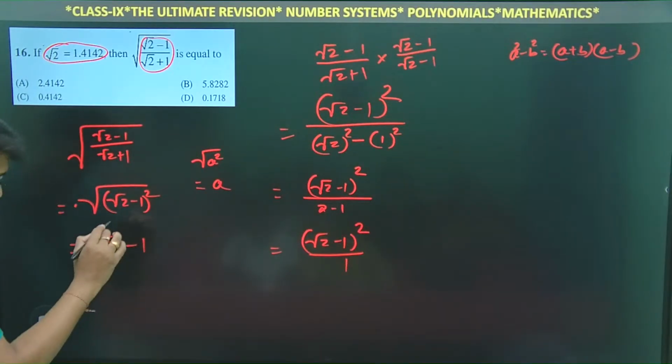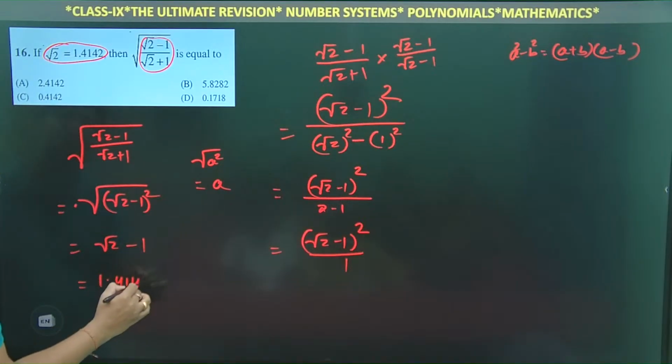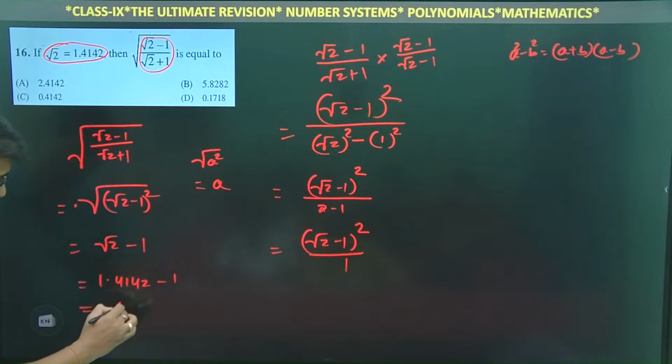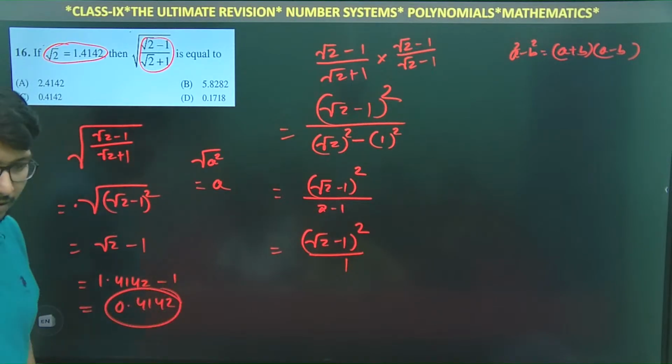ठीक है? So now check करो root 2 value क्या है? 1.4142 minus 1. Answer is how much? 0.4142. Is that clear, everyone?